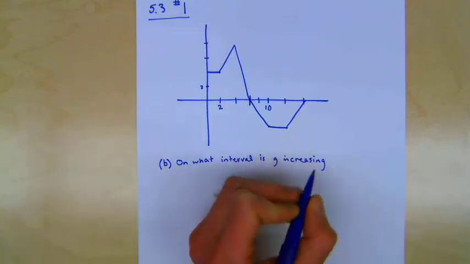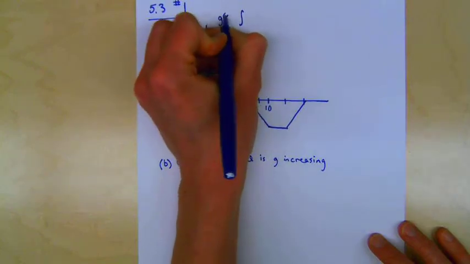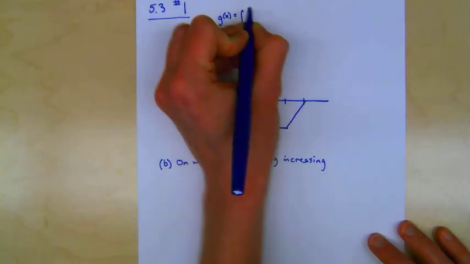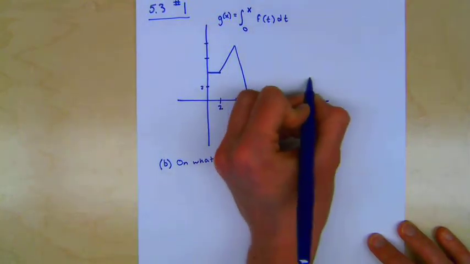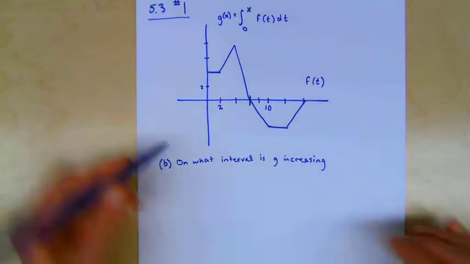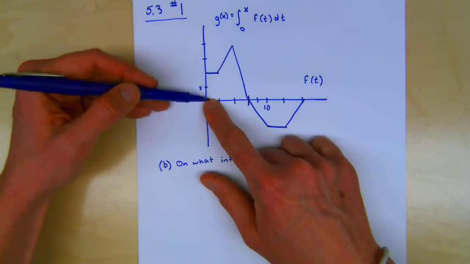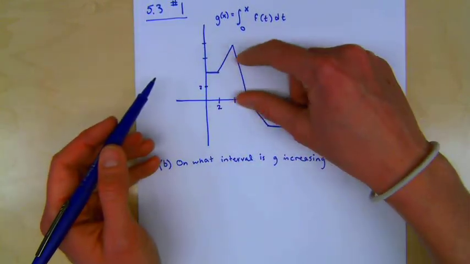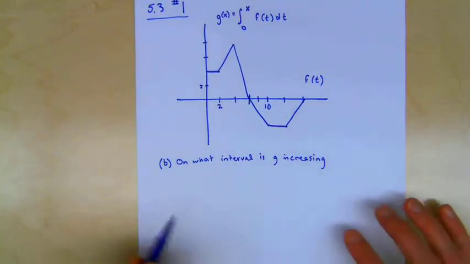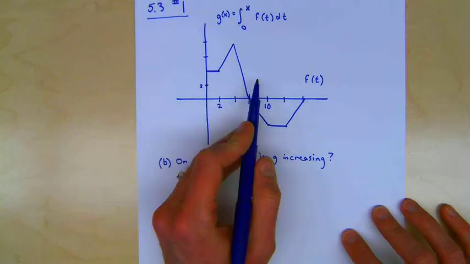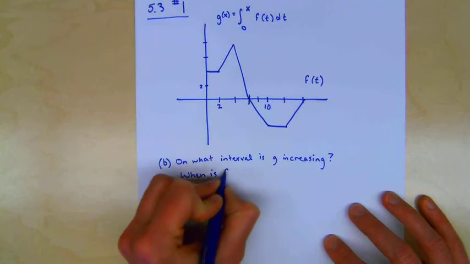And in this case, my function G of x is the integral from 0 to x of f of t dt. So this is the picture of f of t down here. We're thinking of our G function as our cumulative area function. G gets bigger and bigger as I accumulate positive areas, and then G is going to get smaller and smaller as I start accumulating negative areas. So when it asks on what interval it's increasing, that's the same thing as asking when is f positive.